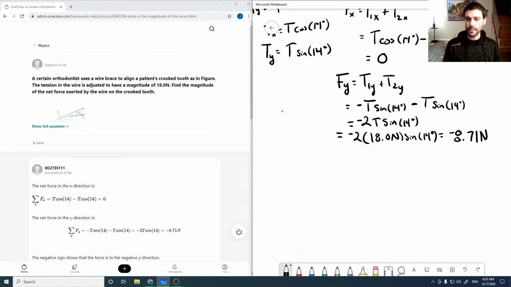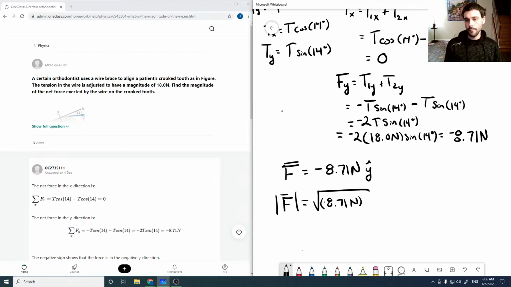Okay, and so it asks for the magnitude of the force. Our total force is just minus 8.71 newtons in the y-hat. But our magnitude of our force is the square root of this squared, which in this case, because there's no x, it basically just removes the sign. So 8.71 newtons. So our net force acts in the negative y direction, pulling the tooth in, while the magnitude of the force is just 8.71 newtons.